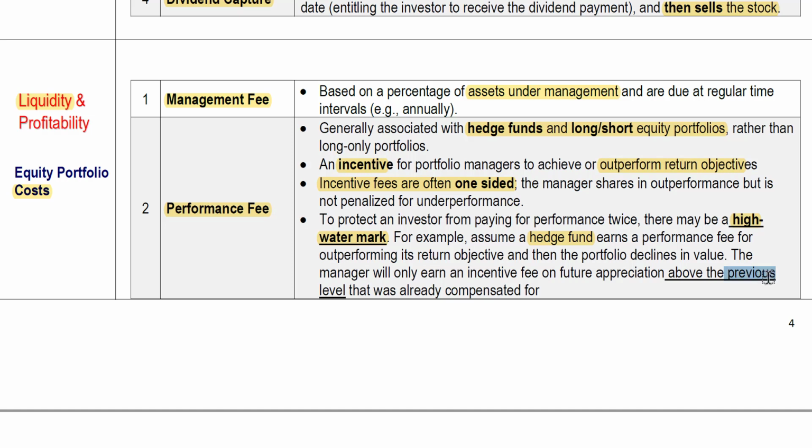That previous level is called the high water level, right? So if you earn, say, 20%, you already earned that one. The next time you have to earn more than that, maybe 22 or 23%. All right, so this is the high water mark requirement.